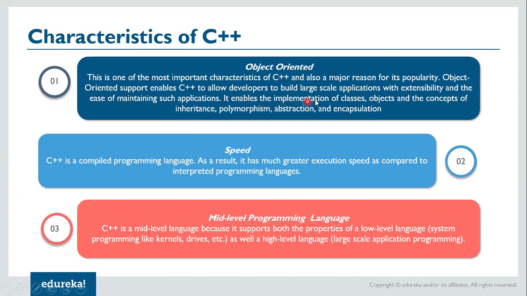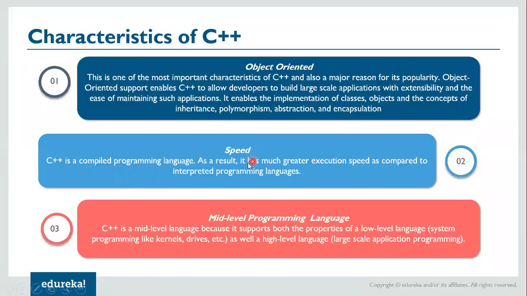It enables the implementation of classes, objects, and the concepts of inheritance, polymorphism, abstraction, and encapsulation. So these are some of the key features of an object-oriented programming language, which we will look at in subsequent modules.